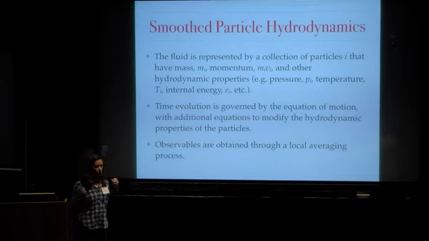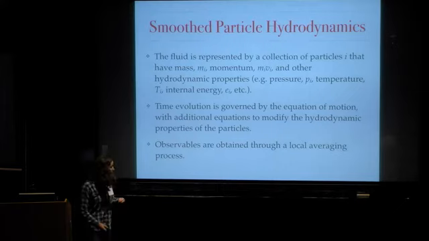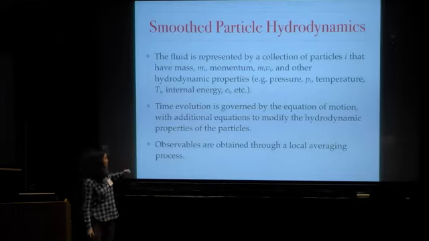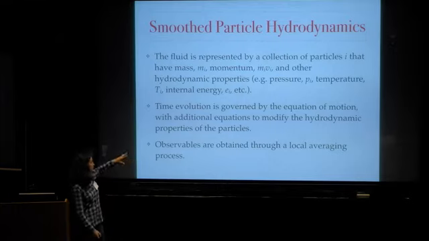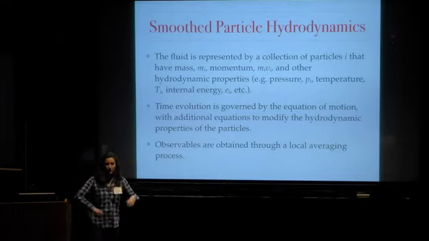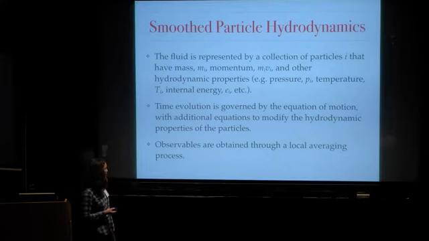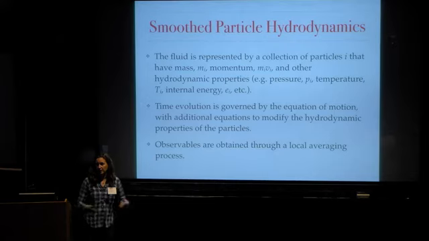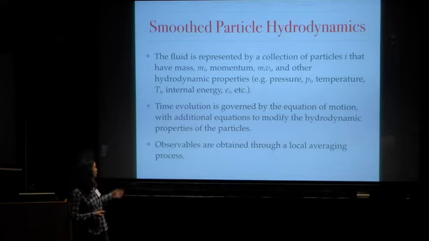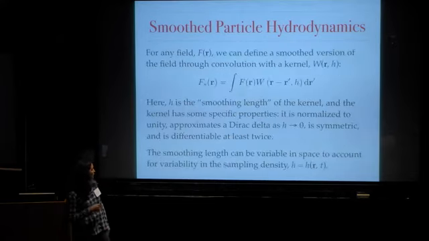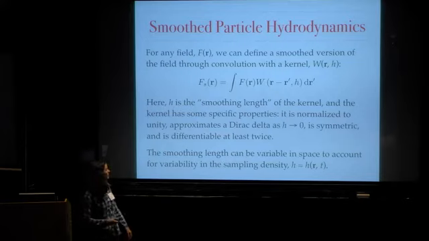And in order to evolve this system of particles forward in time, you just use the equation of motion. And then you can use additional equations to modify the hydrodynamic properties if you have source or sink terms for the energy, for example. And then you obtain the observables, so things like density and velocity and pressure, through a local averaging process. So what does that local averaging process look like?